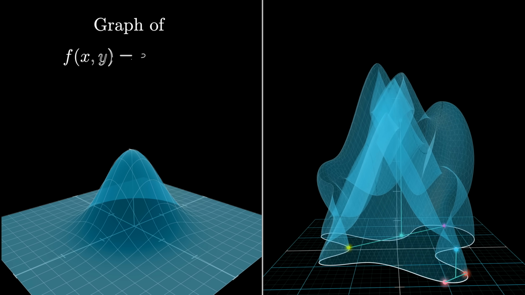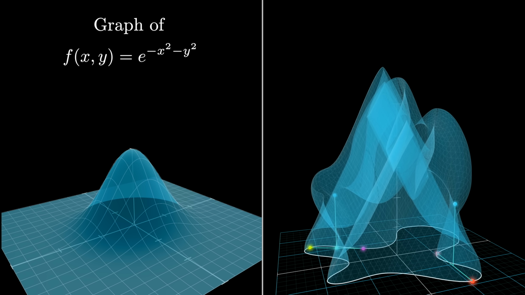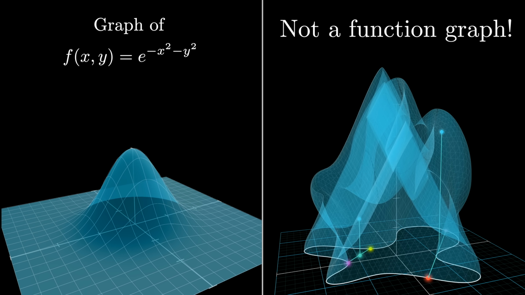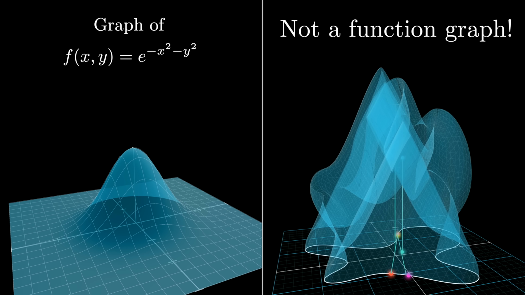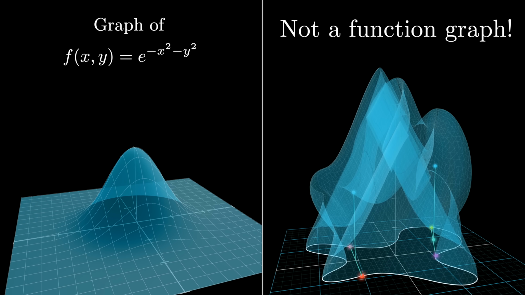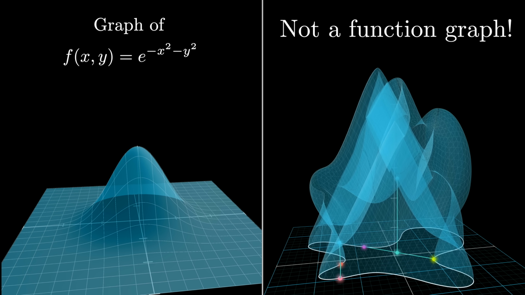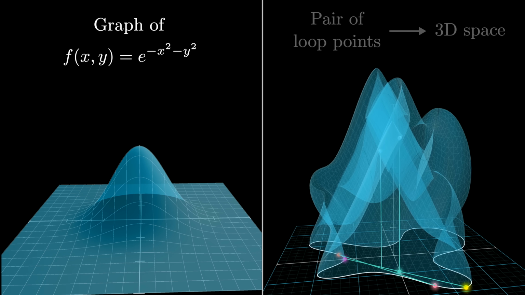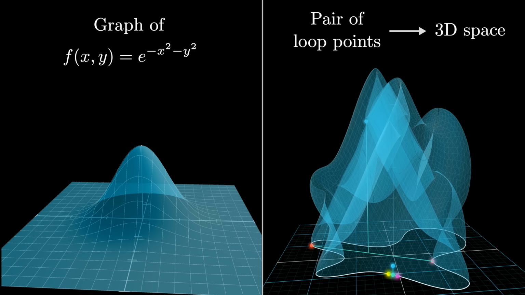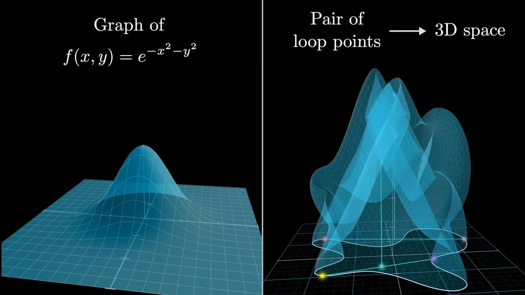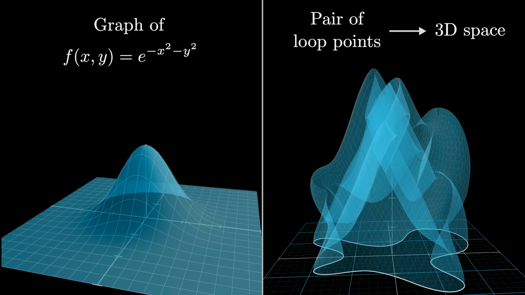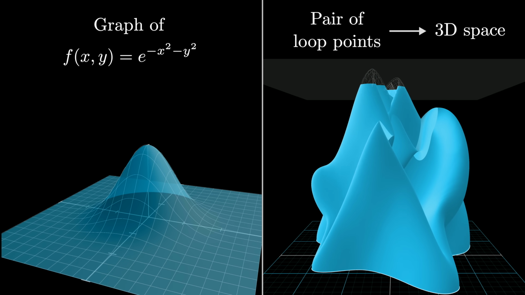Another point that's maybe worth emphasizing is that the surface you're looking at is not a function graph. A function graph in 3 dimensions comes from functions that have two numbers as an input and one number as the output. Right here we have something notably more complicated. The inputs of the function are pairs of points on the loop, and the outputs are triplets of numbers, full points in 3D space. What you're looking at is the set of all outputs. It's not a graph.